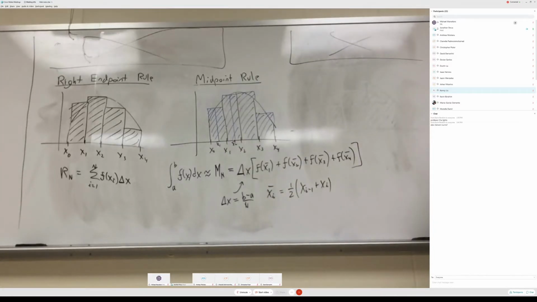It's harder to write out than just to understand what's going on. You know it's the midpoint, so you can kind of just figure it out. But if you were to write it out mathematically, this is how it would look. Any question with that one?